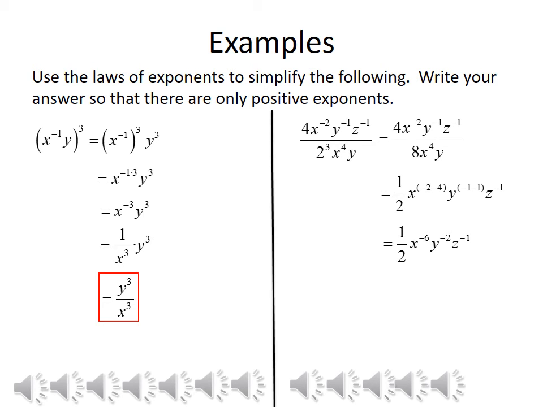So this is going to be our answer, but we have negative exponents that we need to take care of. So what we'll do is we'll move all of those expressions with negative exponents into the denominator to make them positive. And so the answer is going to be 1 divided by 2 times x to the 6th times y squared times z.